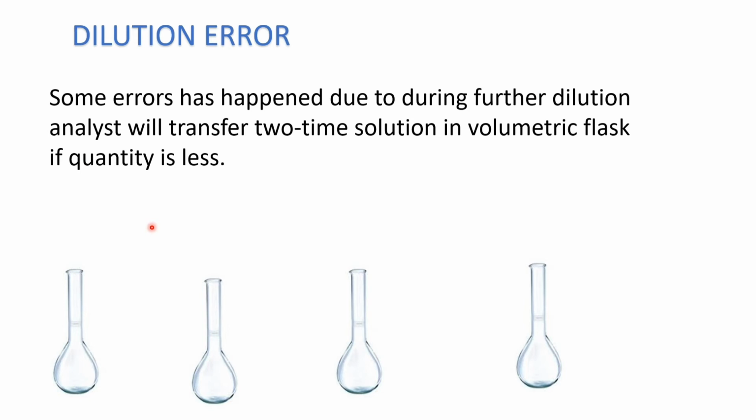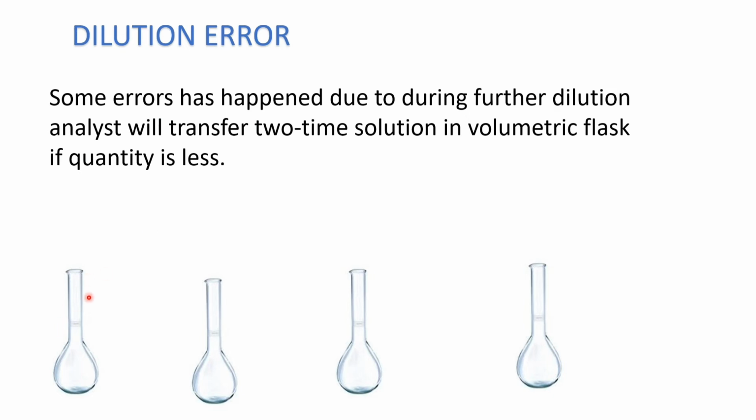If your flask is 100 ml or 200 ml, then it's very difficult. So what happened? The analyst missed it, and he transferred 1 ml one time, and again 1 ml, so he has transferred 2 ml. Sometimes he may miss the transfer altogether, or sometimes by mistake transfer twice.